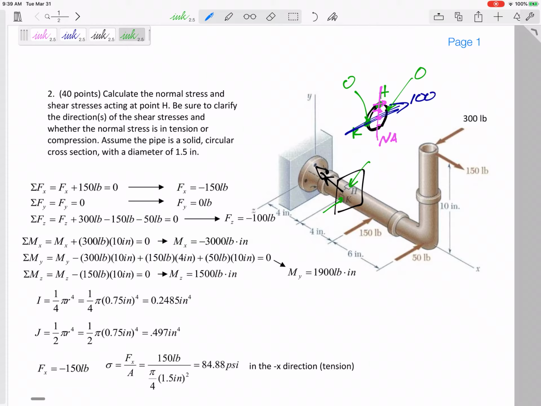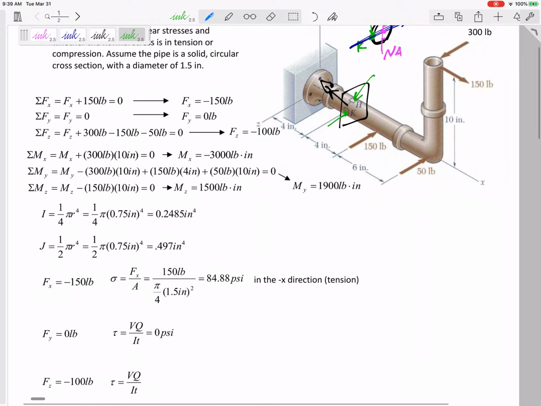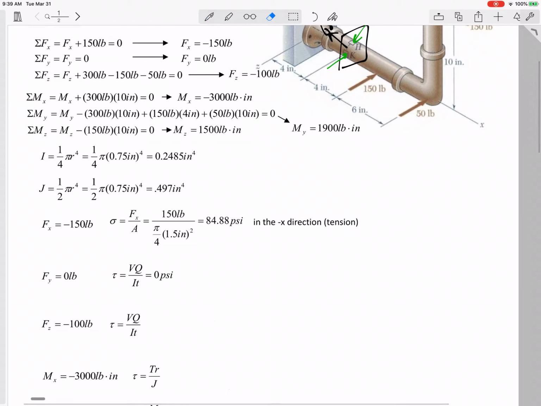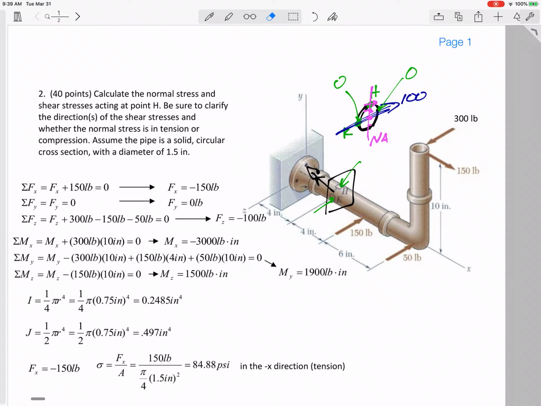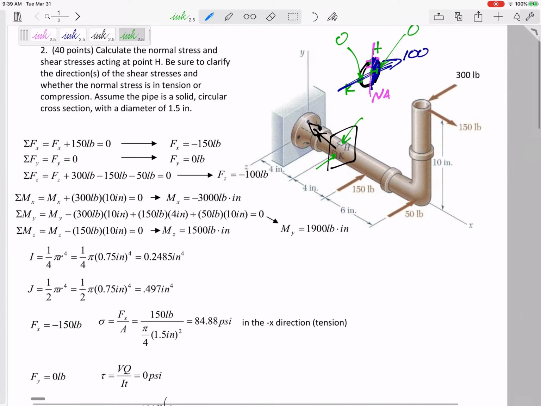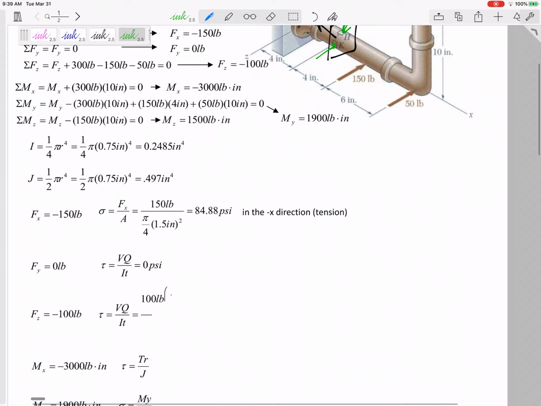And so at H, I need to do the VQ over IT. The V is just 100 pounds. All right, then the Q. The Q is going to be a tough one. Well, not too tough. You're getting used to this, right? The A prime would be half of that circle, and then the Y bar prime would be the distance to the centroid of a half circle, 4r over 3 pi.